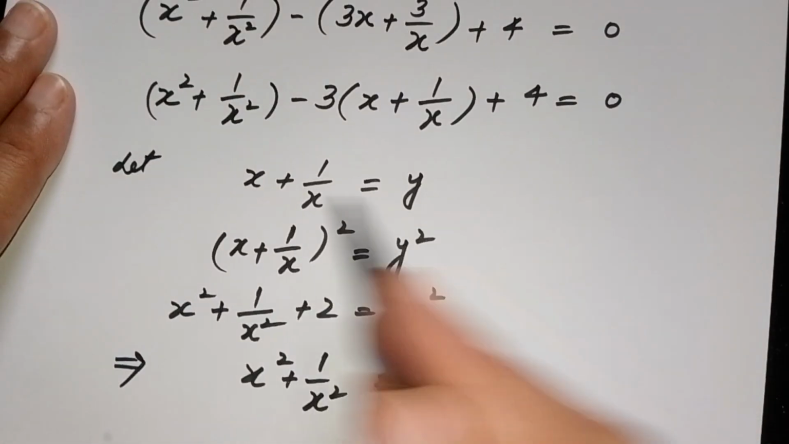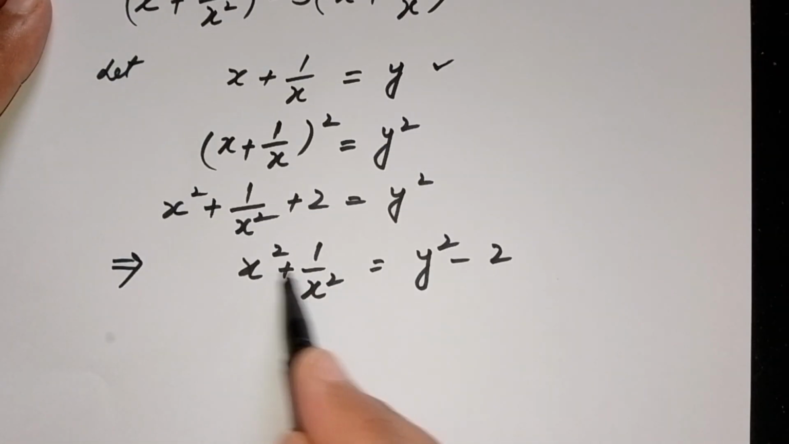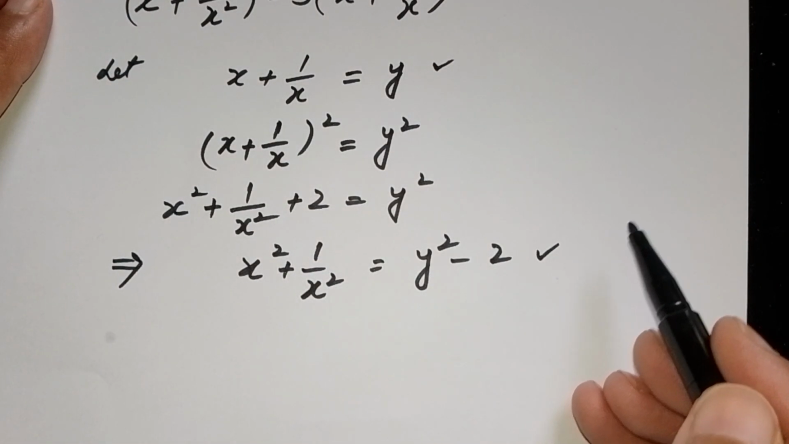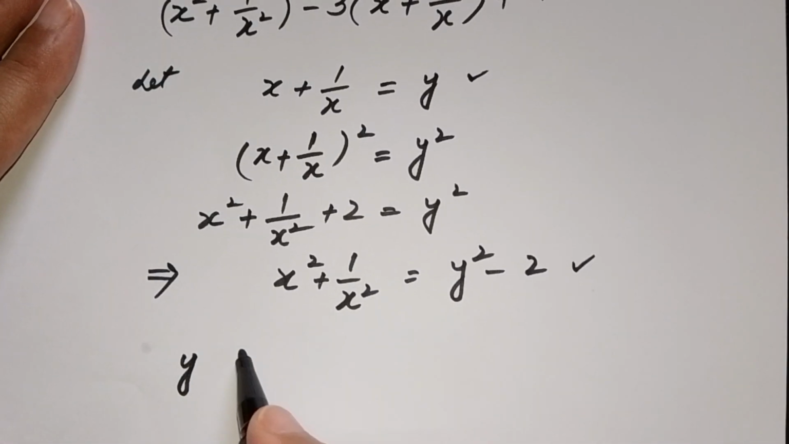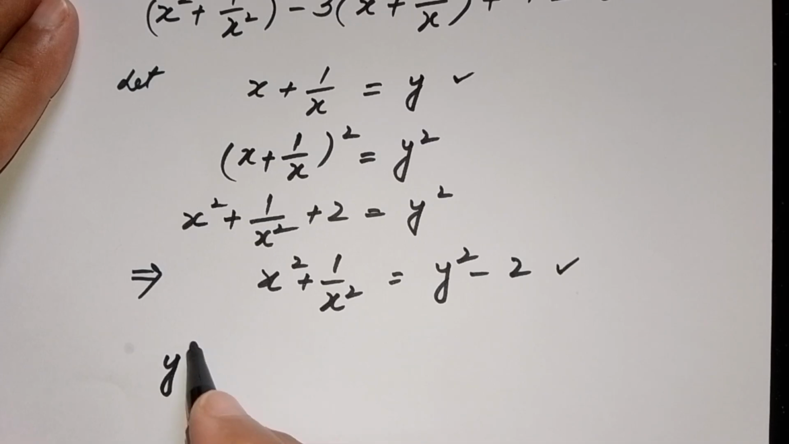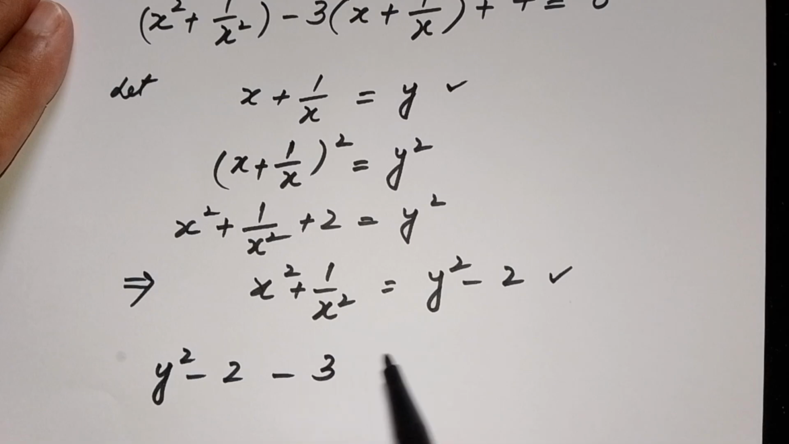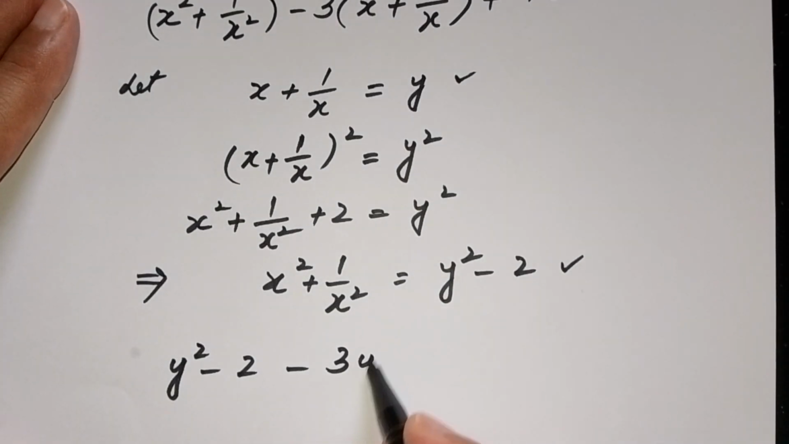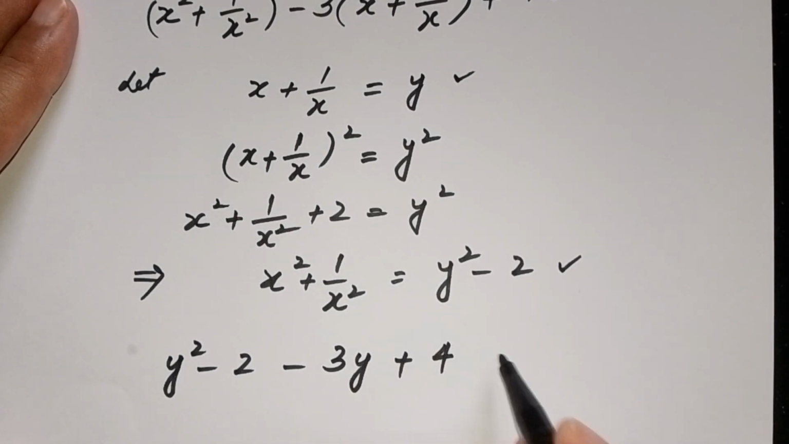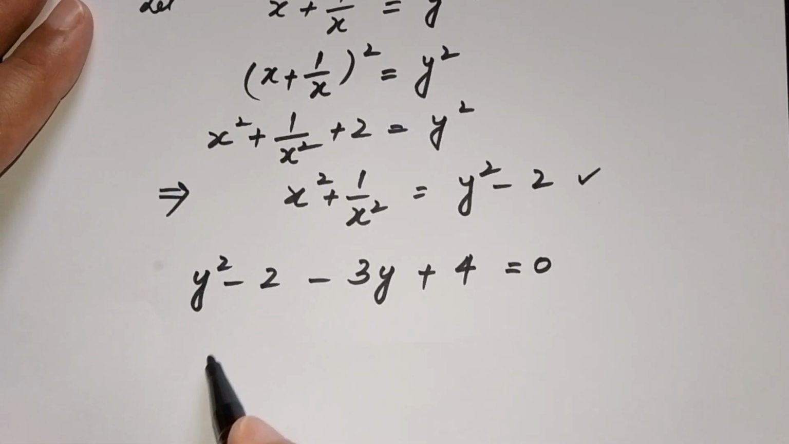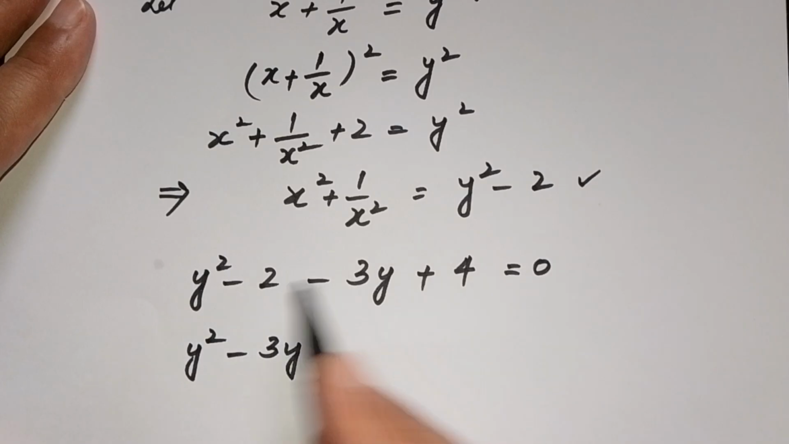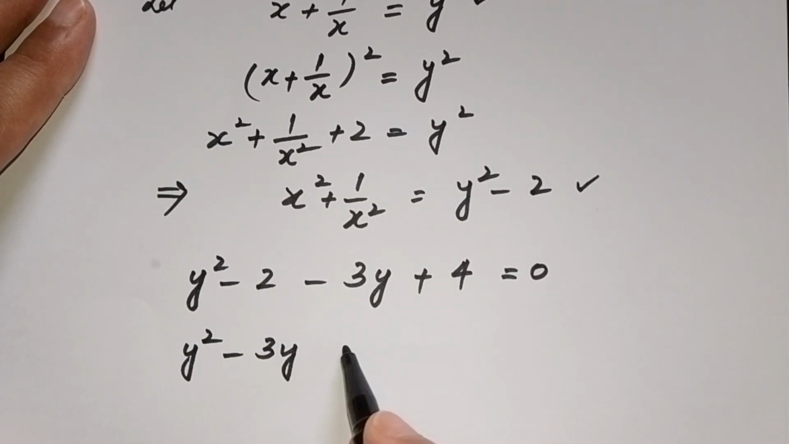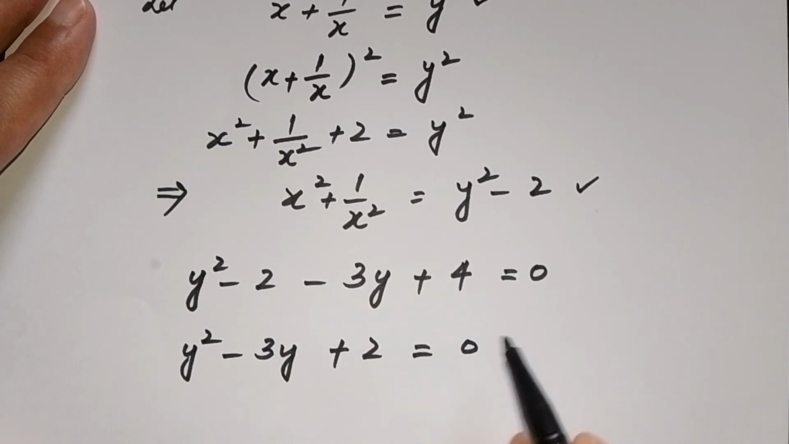So we have x plus 1 over x is equal to y, and x^2 plus 1 over x^2 is equal to y^2 minus 2. We will plug in these values and our equation will become: for x^2 plus 1 over x^2 we plug in y^2 minus 2, minus 3, for x plus 1 over x we plug in y, plus 4. This is the new equation after the substitution. So we have y^2 minus 3y, and minus 2 plus 4 gives plus 2, is equal to 0.